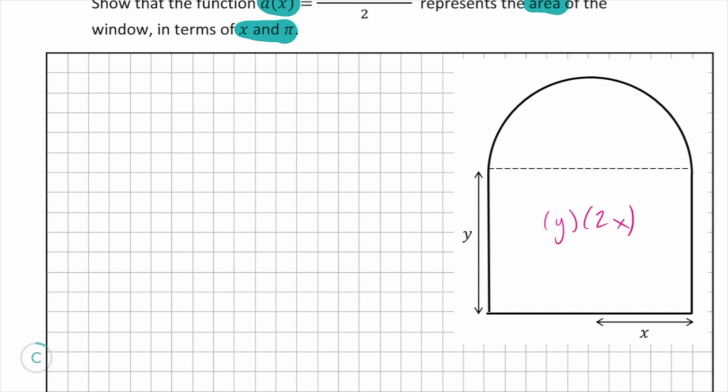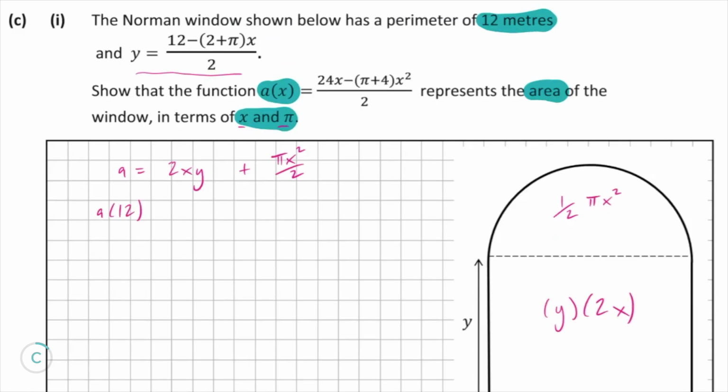So given that x is equal to r, the area of our semicircle is equal to a half pi x squared. So now we've got a nice equation for A, but we've got to give this in terms of x and pi. So basically what we're going to do here is that in the case of A of 12, we're going to sub in our equation for y so that we have pi and x instead. So there we have now A of 12 in terms of x and pi.